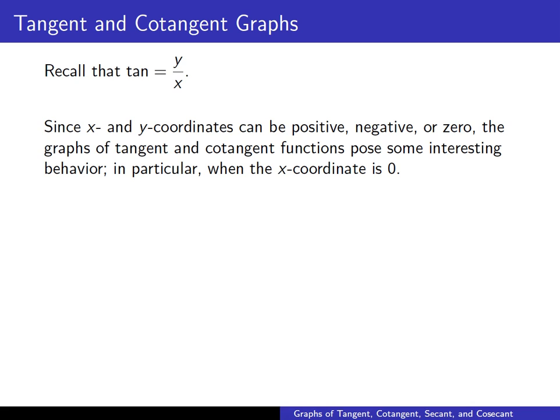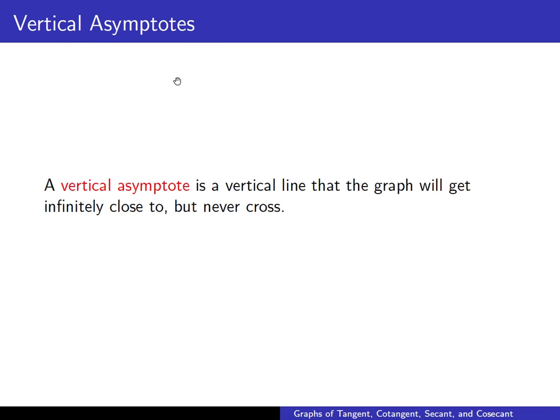And since our x and y coordinates can be positive, negative, or zero, the graphs of tangent and cotangent functions pose some interesting behavior, in particular for tangent when the x-coordinate is 0 and we get a 0 in this denominator here. So what happens at those values where our denominator equals 0 for our tangent and our cotangent graphs as well is we have what's known as a vertical asymptote.